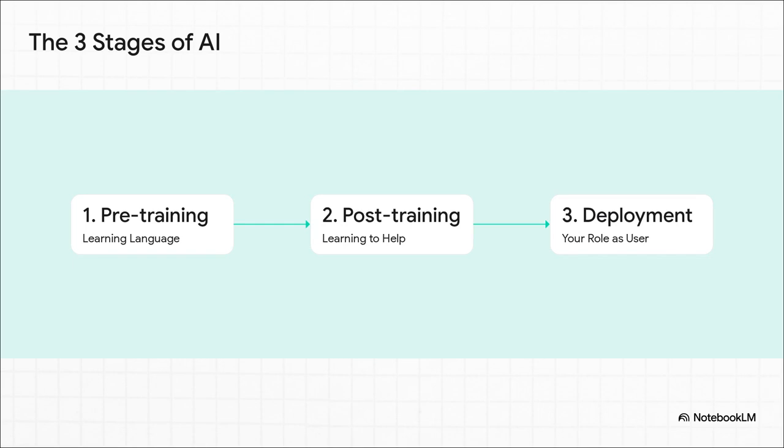We're going to break it all down into 3 simple stages. First up is pre-training. This is where the model just learns the rules of language. Then there's post-training, which is all about teaching it how to be helpful and follow our instructions. And finally, deployment. That's where you come in, and believe it or not, you play a pretty crucial role. So let's jump in at the very beginning.